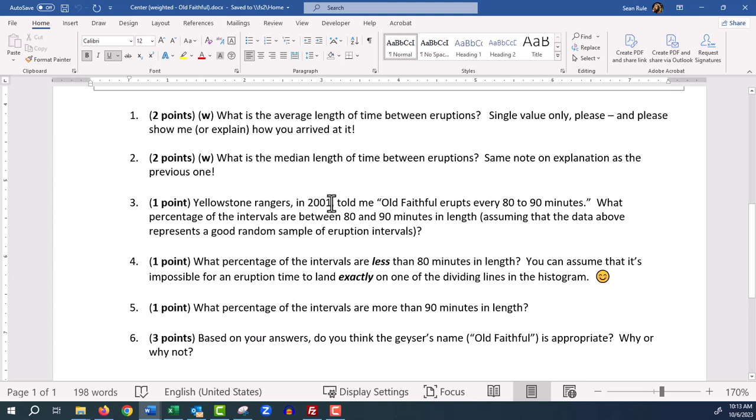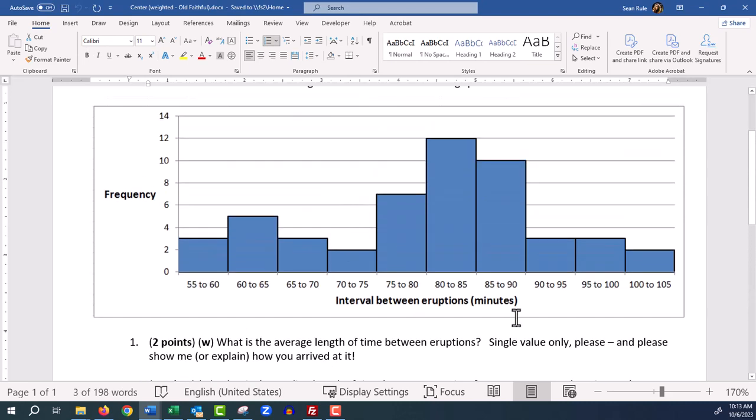2001, my God, that was a long time ago. I remember them telling me this. Old Faithful erupts every 80 to 90 minutes. Okay, 80 to 90 minutes. What percentage of the intervals are between 80 and 90? We can actually do that from right here. Could have done the median from right here too.